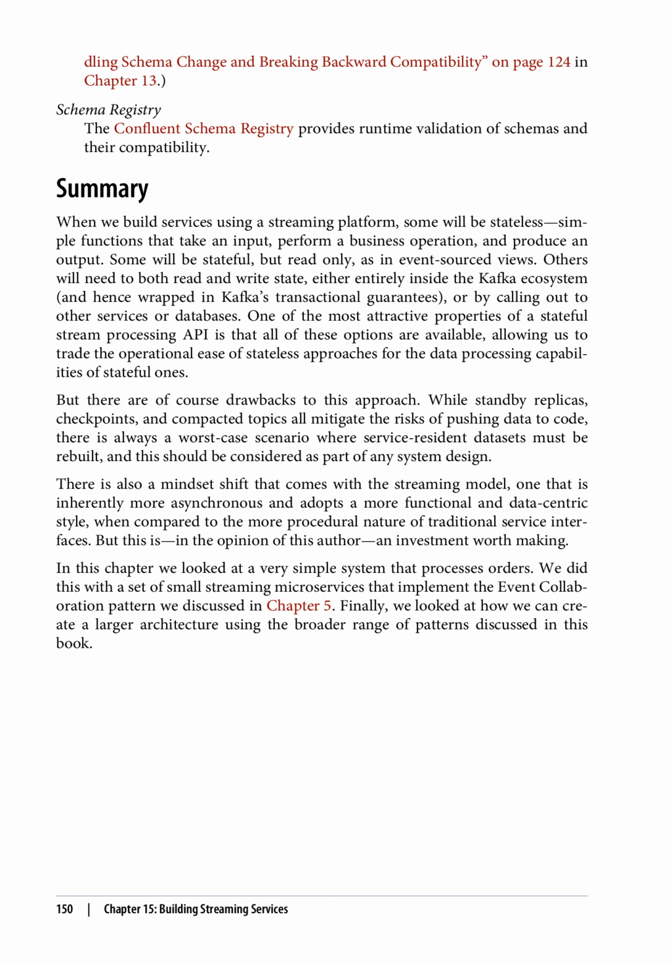Summary. When we build services using a streaming platform, some will be stateless, simple functions that take an input, perform a business operation, and produce an output. Some will be stateful, but read-only, as in event-sourced views. Others will need to both read and write state, either entirely inside the Kafka ecosystem, and hence wrapped in Kafka's transactional guarantees, or by calling out to other services or databases. One of the most attractive properties of a stateful stream processing API is that all of these options are available, allowing us to trade the operational ease of stateless approaches for the data processing capabilities of stateful ones.